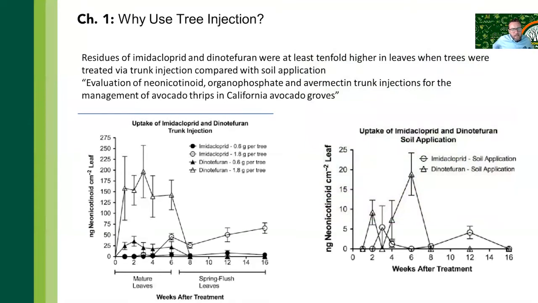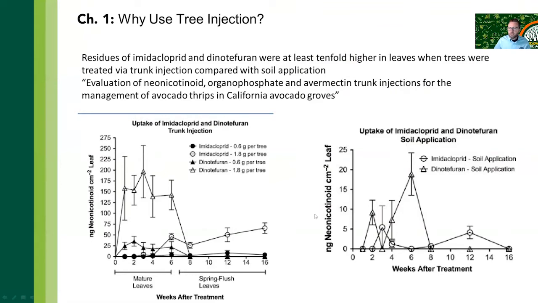Some other things to think about here, and this is some data that we're going to look at, describes the speed of uptake and distribution in doing a trunk application, a trunk injection or a root flare injection of a product versus a soil application of a product. And what we're looking at here is two charts. We're looking at the uptake time of imidacloprid and dinotefuran as a trunk injection, and then the uptake time of imidacloprid and dinotefuran as a soil application.